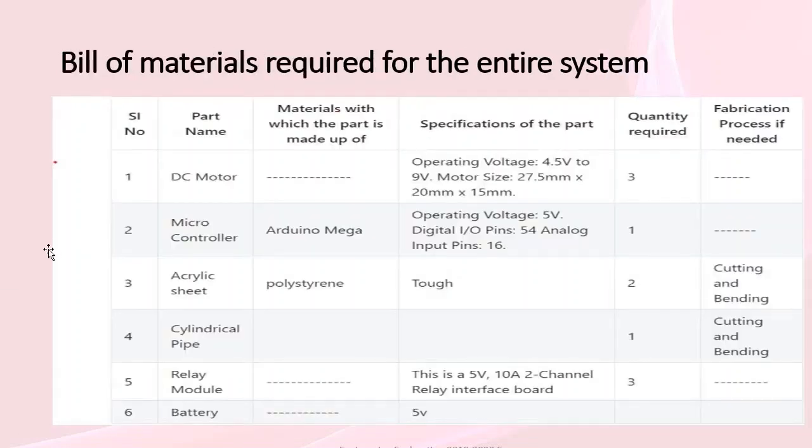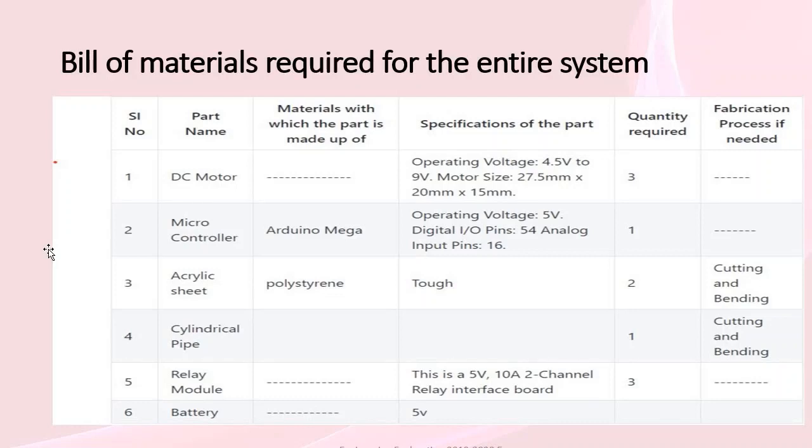Then we come to the bill of materials required. So we are using a DC motor with the specification operating voltage 4.5 volt to 9 volt, and the size is 27.5 mm by 20 mm by 15 mm, and the quantity required is 3. The second part is the microcontroller, which is an Arduino Mega. The specification of the microcontroller is operating voltage 5 volt, digital input output pins 54, analog input pins 16, and the quantity required is 1.